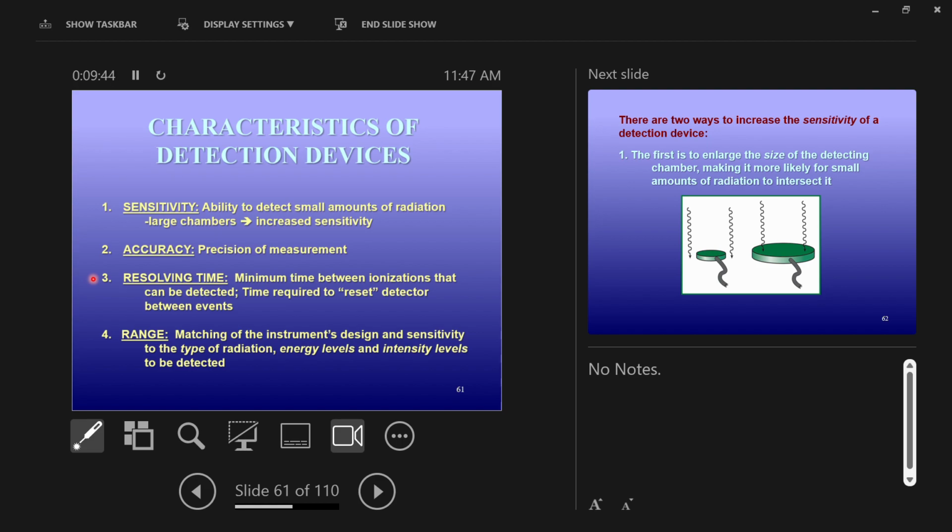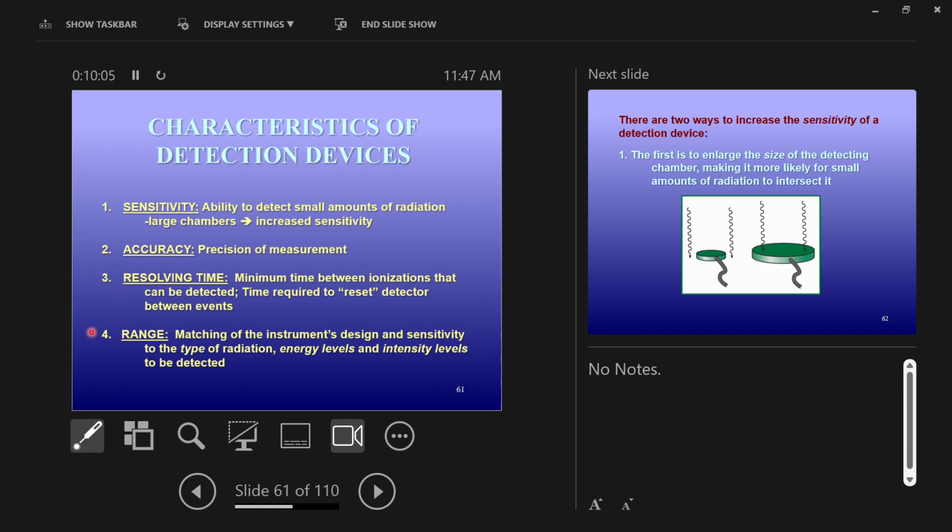That's resolving time. It takes time between each detection for the device to sort of reset and expect the next event, okay? Devices that have a very short resolving time can achieve greater accuracy. So it's the amount of time it takes for the device to reset and then detect the next event.